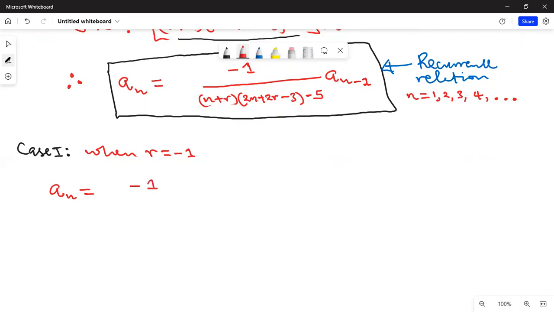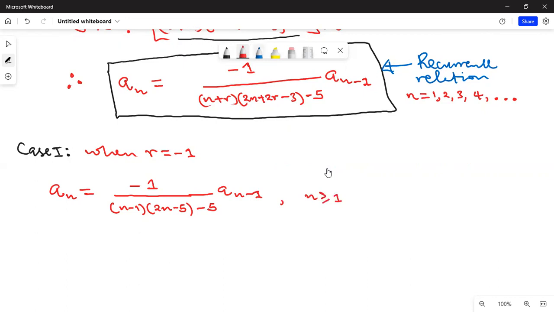That's -1. You need to divide this by, while there is r, I'm putting -1. So this will be n minus 1 into, there now we'll have 2n minus 5. I hope that's clear because it is -2 minus 3. Then there's another minus 5 times a subscript n minus 1. That is what we get. And remember, n is greater or equal to 1. N is a natural number which is greater or equal to 1.